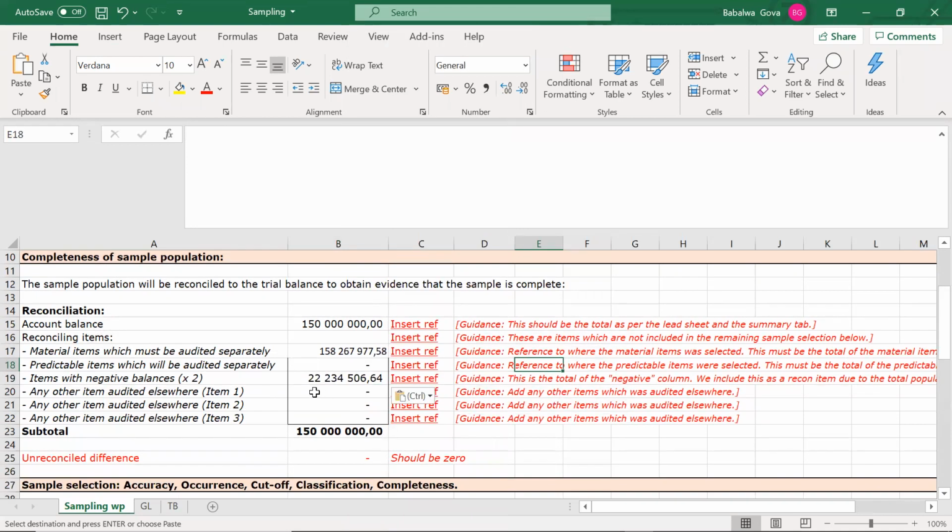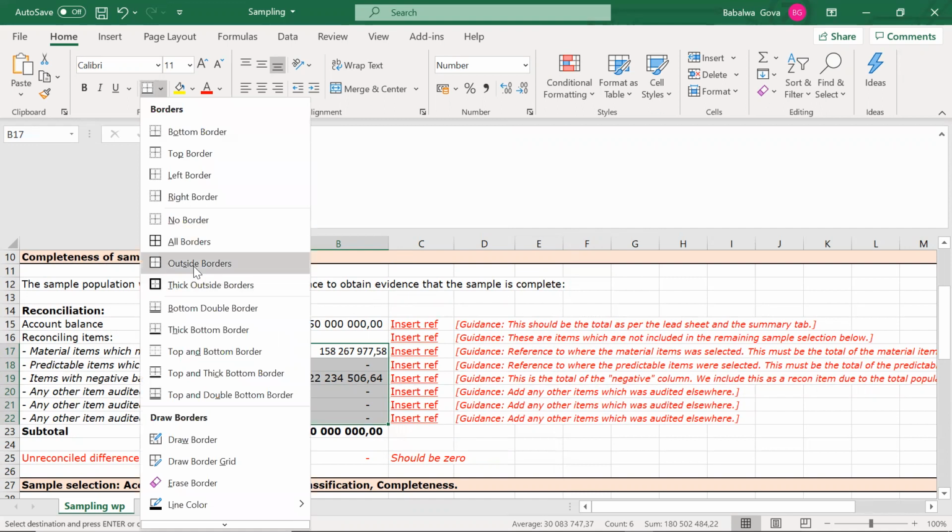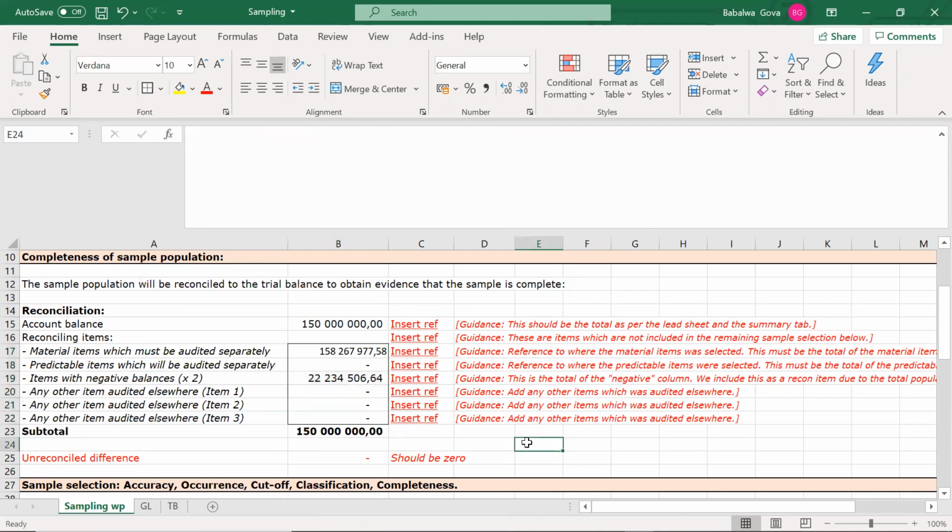We need to look at, are there any items that need to be audited elsewhere? No, we don't have any items that need to be audited elsewhere. Now, having done this reconciliation, let me fix my layout. Having done this reconciliation, I am now comfortable that I have informed my working paper of the different circumstances in my population.